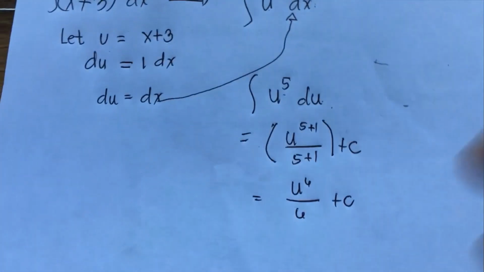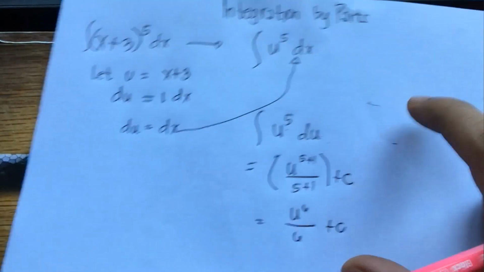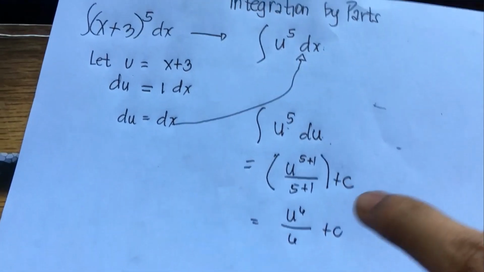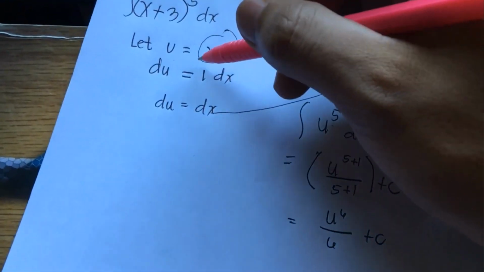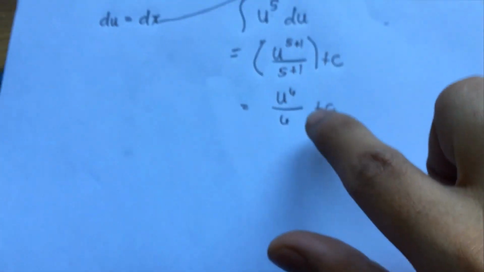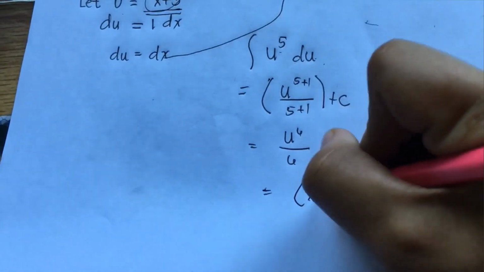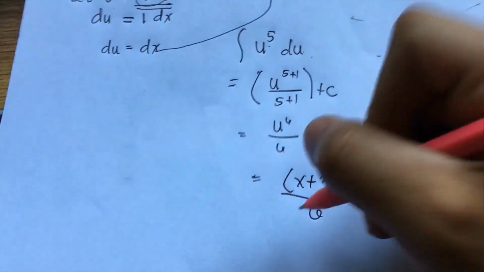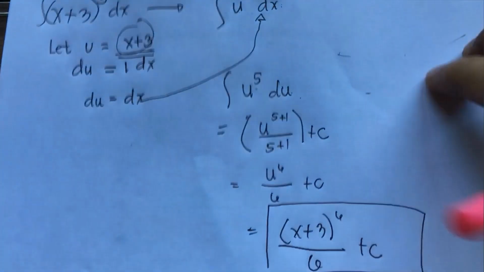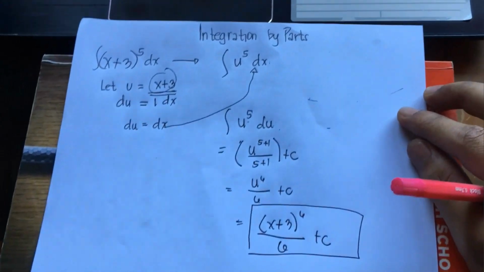Is this your final answer? This is not yet your final answer. After getting this, you go back. What is the value of our u? The value of our u is x plus 3. So, the u will turn into x plus 3 raised to 6 over 6 plus c, and this is now your final answer. So, that is integration by parts.